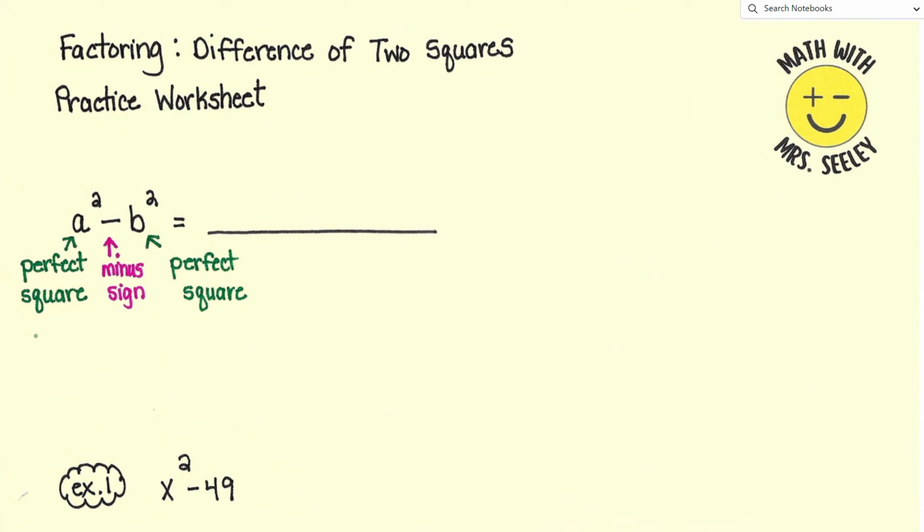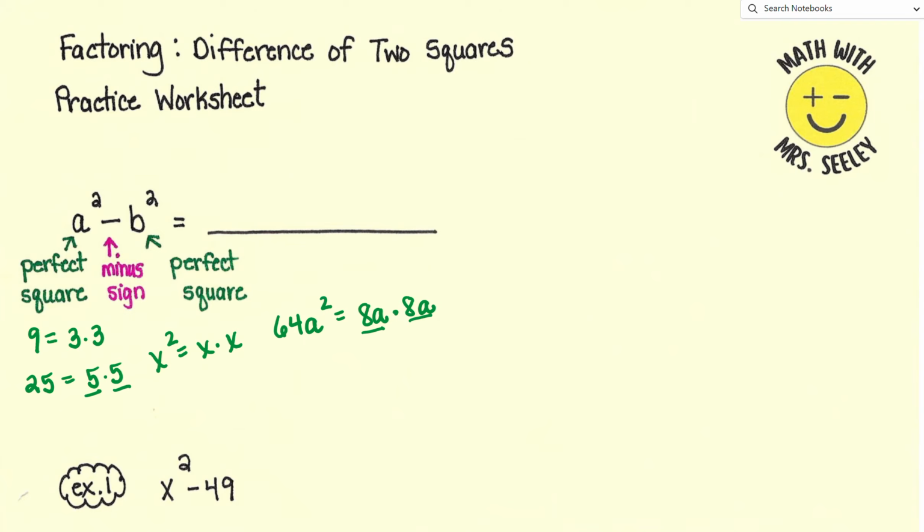So when we talk about a perfect square, let's define that so you know what we mean. A perfect square is a number times itself. For example, 9 is a perfect square because that's 3 times 3. 25 is a perfect square because it's 5 times 5. x squared is a perfect square because it's x times x. 64a squared is a perfect square because that's 8a times 8a. You always will have the same thing times the same thing.